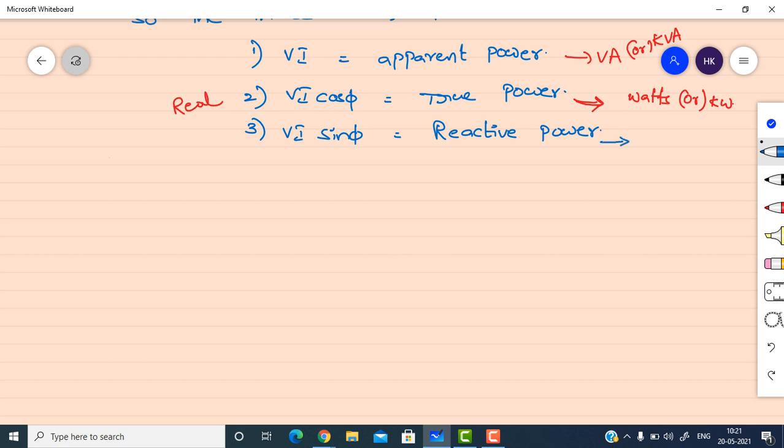And reactive power. Reactive power is measured in terms of volt ampere reactive, or kVAR, kilo volt ampere reactive, and it is indicated with the letter Q. Reactive power is measured in terms of var. Var is nothing but volt ampere reactive.